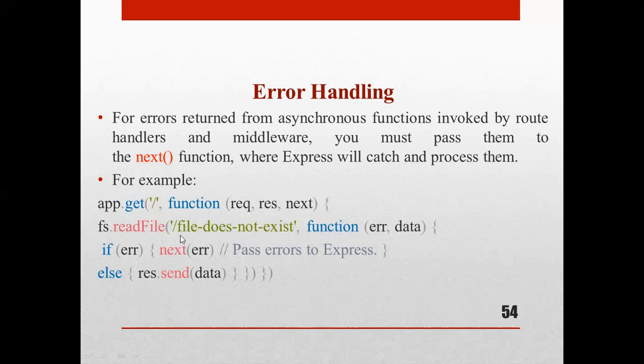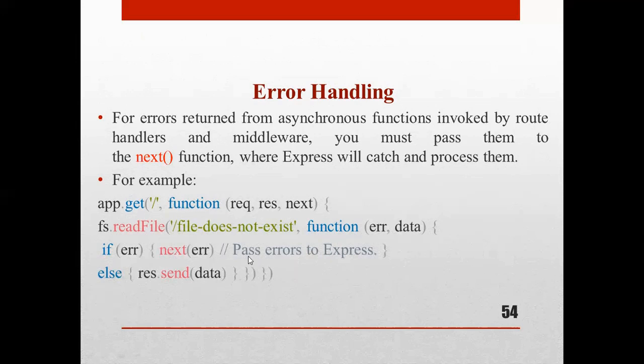If the file is not present, then if there is an error, we pass that error to Express here, like next, with the value inside the brackets, that is error. If there is an error, we pass that error to Express, and then it will handle that error. Else, response.send the data. If there is no error, it will proceed further. This is the way we can pass errors to the next function, for errors that come from asynchronous functions. We pass them to the next function here.